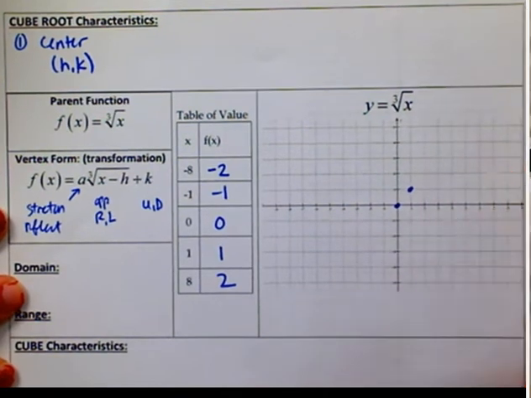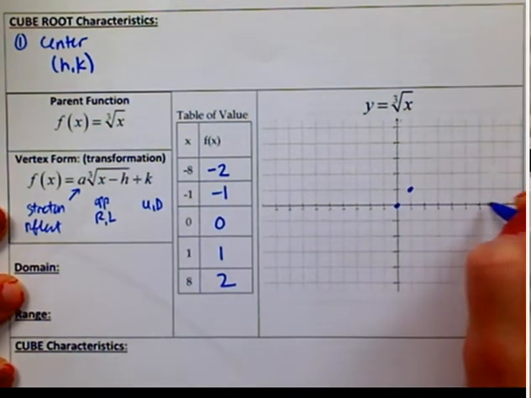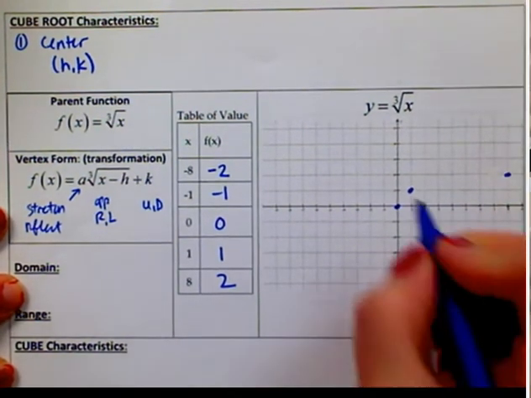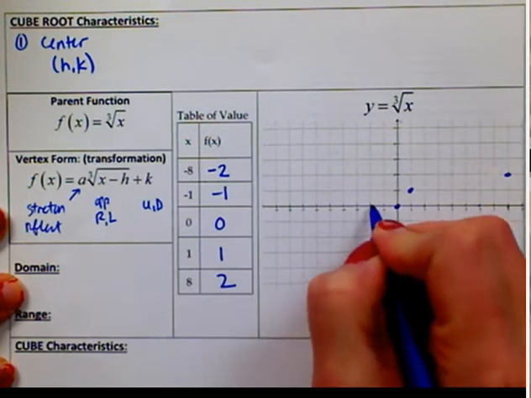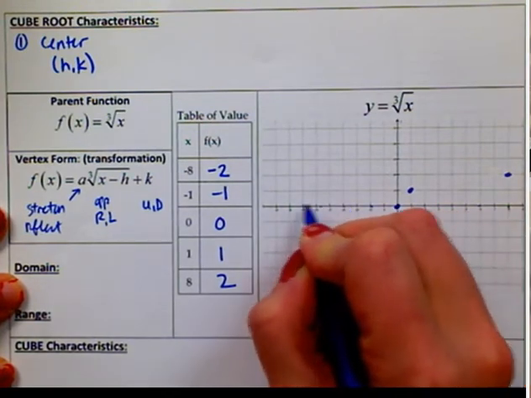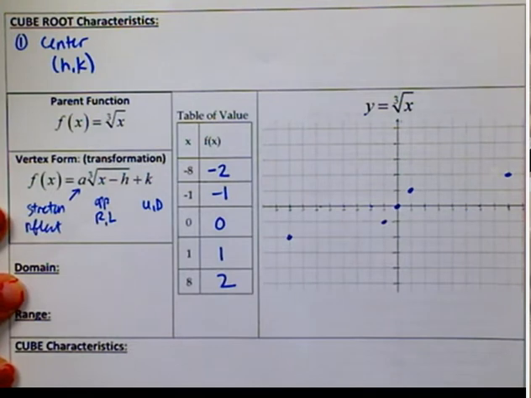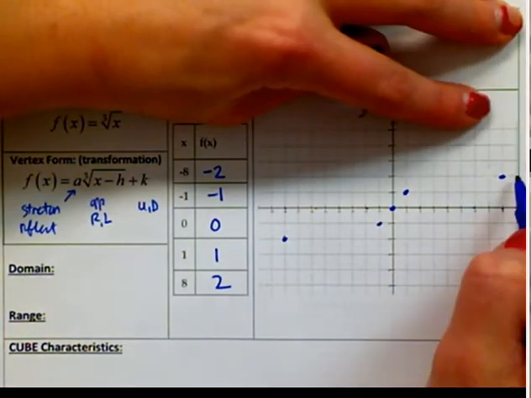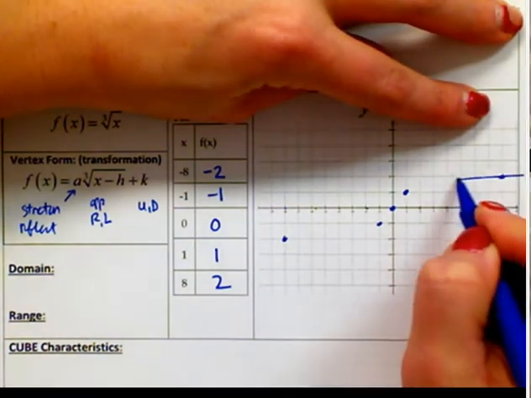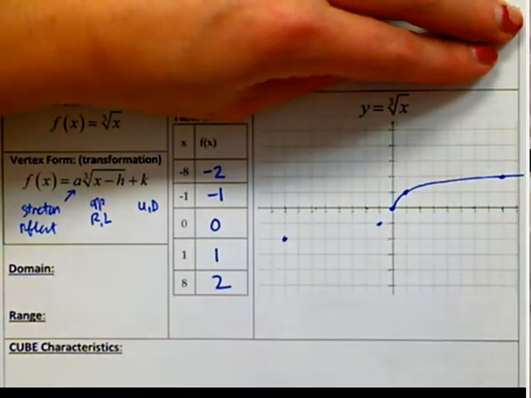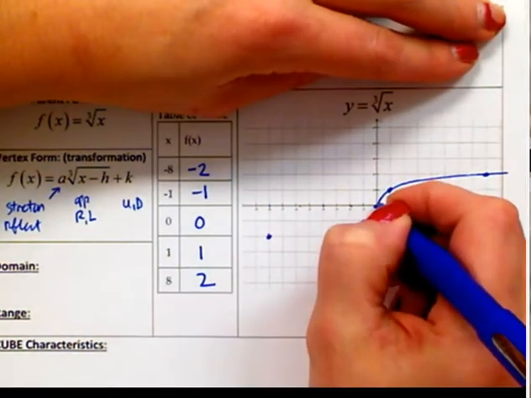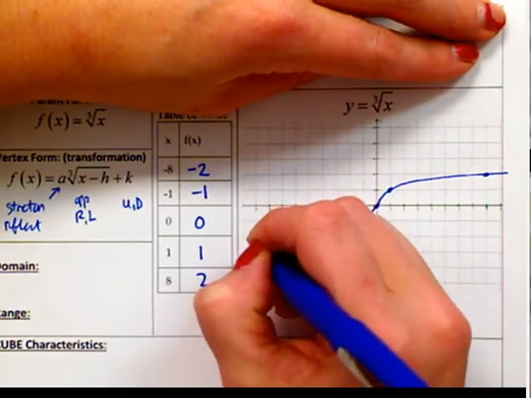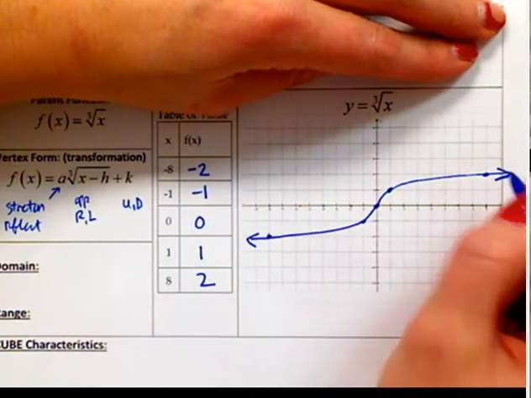Okay. 2, 4, 6, 8. Okay. And connect with a smooth line. Okay, so I'm going to do this in 2 parts. Okay, there's the top half. And here's the bottom half. And we have arrows on both ends.